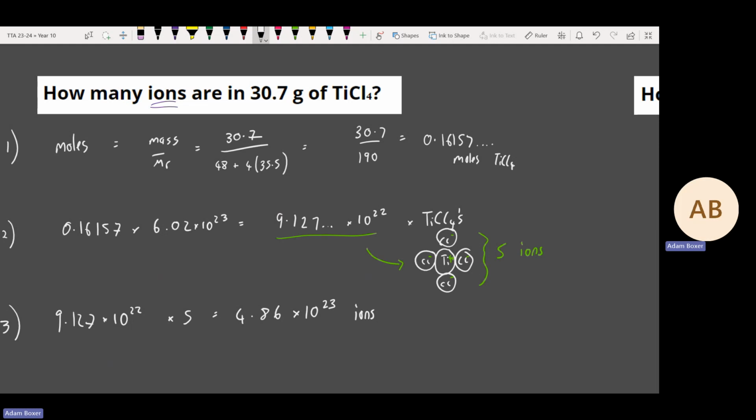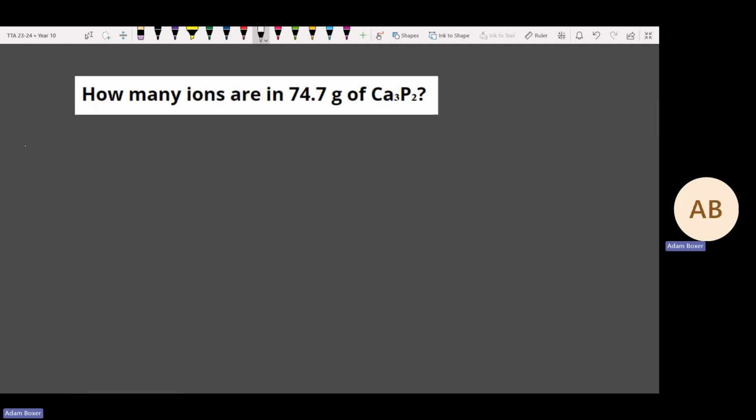Let's try the next one together. So step 1, what I want you to do is pause your video and work out the moles for me, please. Okay, so I'm going to do moles. You should only be listening now if you've actually done this. Moles is mass over mR. So moles is 74.7 divided by the mR of Ca3P2.